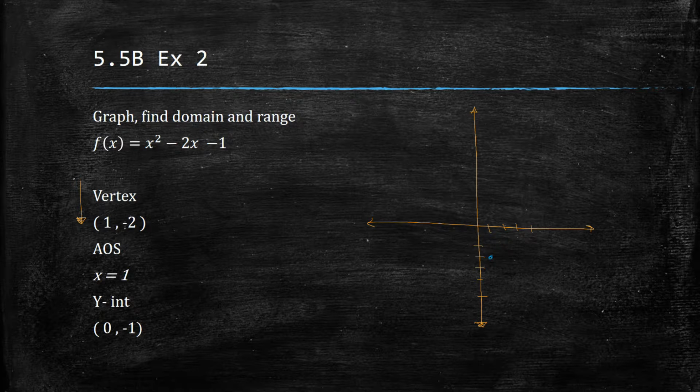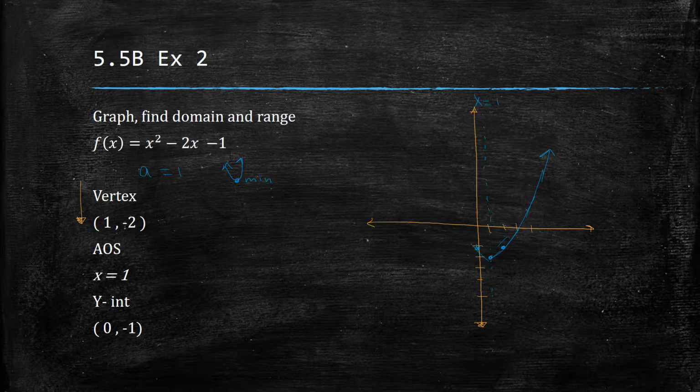That's my vertex. I'm looking at my value for a. a is 1, so we know it's going to open upwards, which means this here is going to be a minimum. Our vertex is a minimum. Our axis of symmetry is the vertical line x equals 1, so we can reflect our points across that. So that's the vertical line x equals 1. Our y-intercept is 0, negative 1, and remember we can reflect that point across the y-axis. We have our 2 points. Connect our dots, draw your graph.